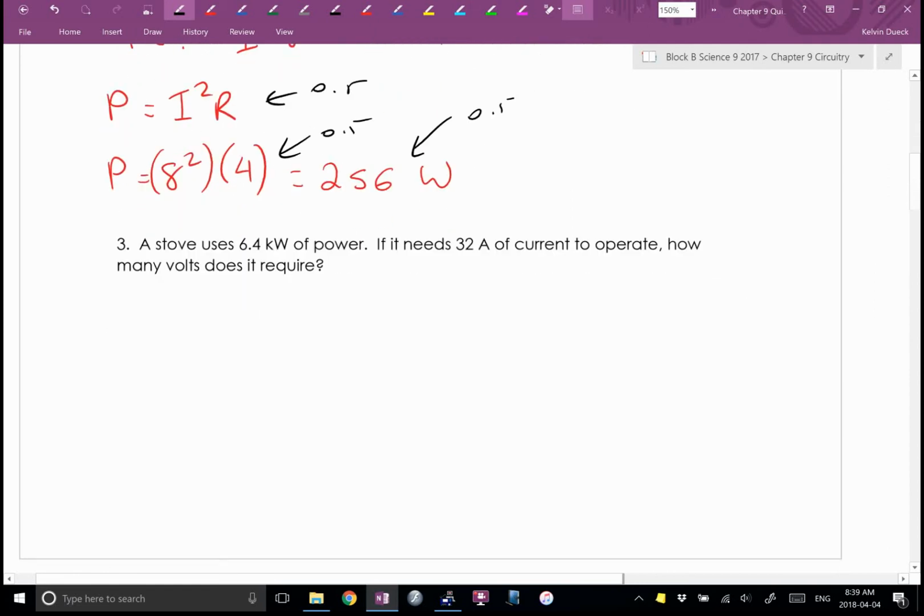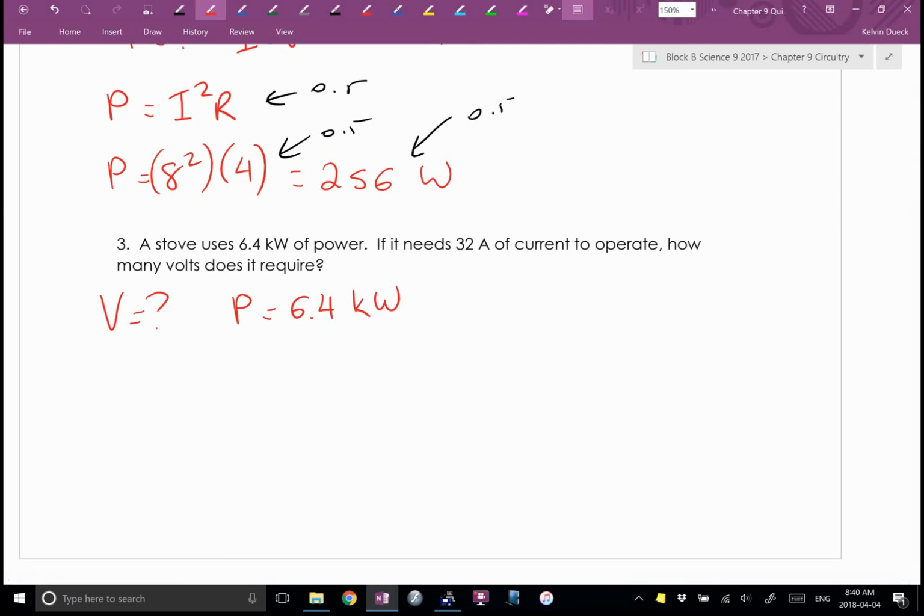Gabe, what's number 3 want me to find? What have they given me? What's that, 6.4 kW? I don't think it's kilowatts, but what is it? I'll give you a hint, Gabe. Okay, so I'm going to write this. Power equals 6.4 kilowatts. I don't like that.